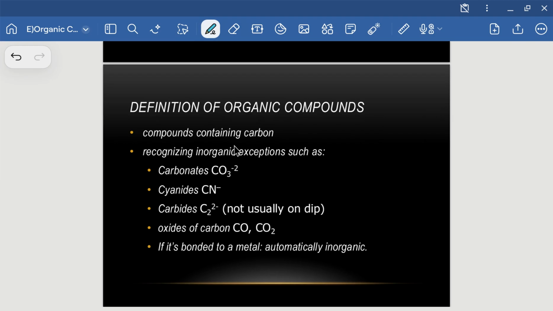Then you start to see what is the exception, what would make something inorganic. And that would be things that include the carbonate ion, the cyanide ion, carbides. If you had any oxides, like anything bonded to a metal, all of these will be inorganic.